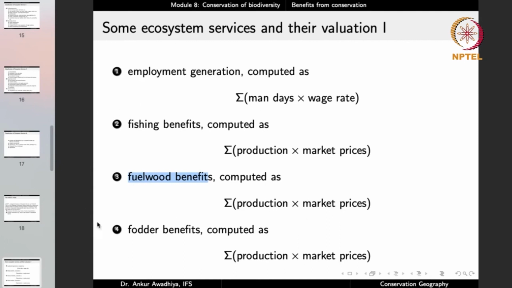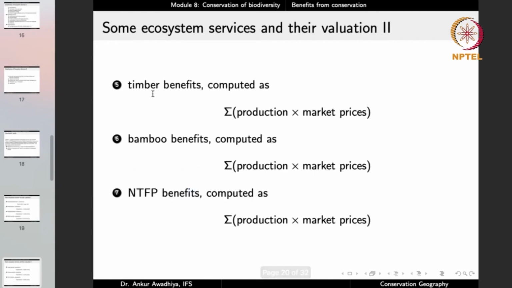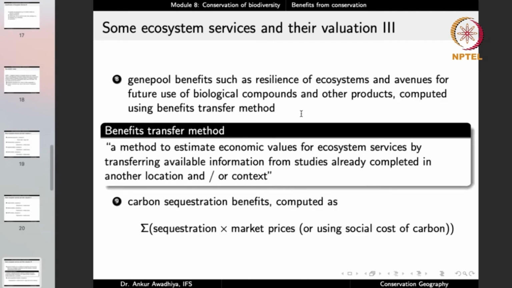So these are all different provisioning services that the well functioning ecosystem is providing: fishes, fuel wood, fodder, timber, bamboo, NTFP, and for all of these provisioning services we can do a summation over production into market prices. Now, gene pool benefits such as the resilience of ecosystems and avenue for future use of biological compounds and their products can be computed using the benefits transfer method.